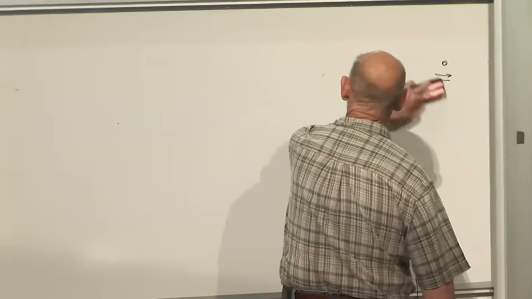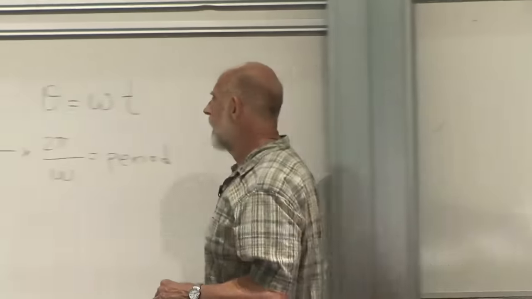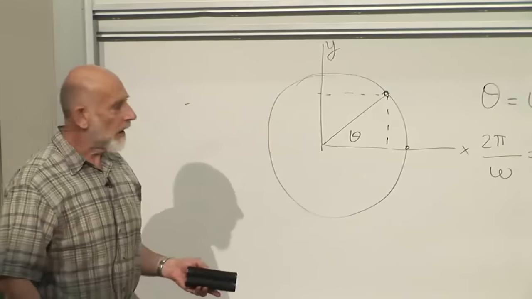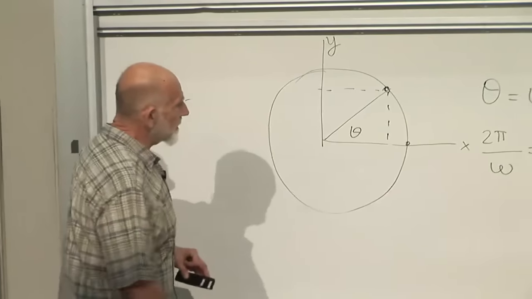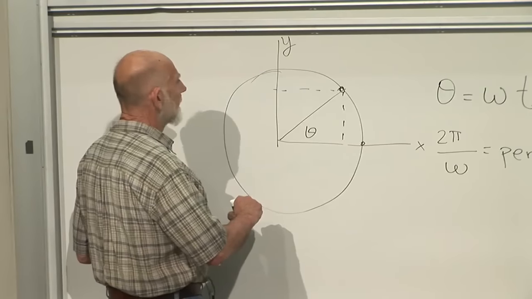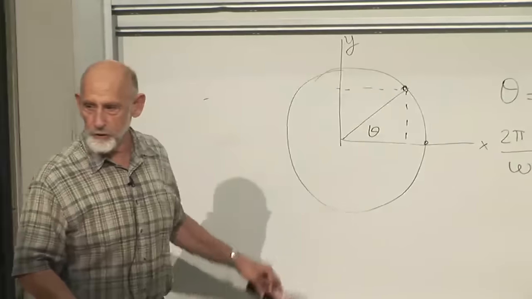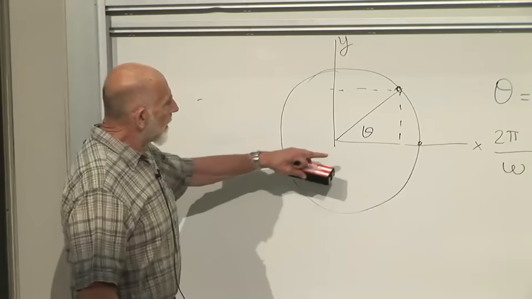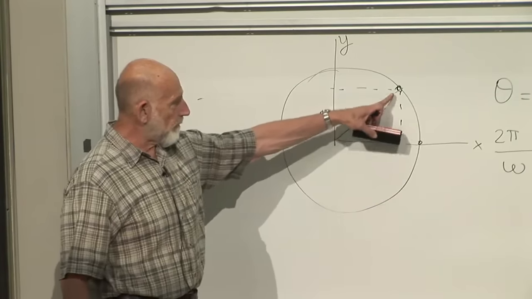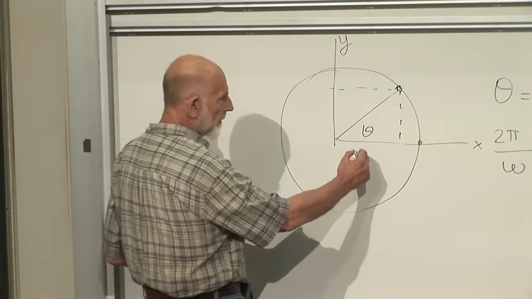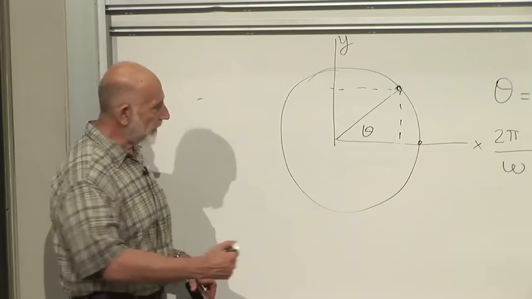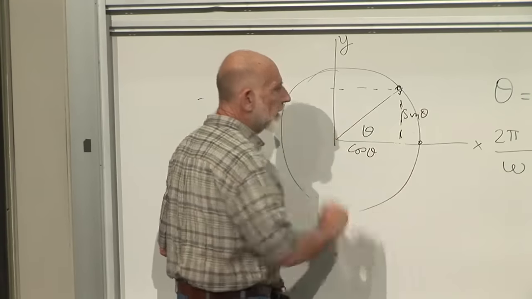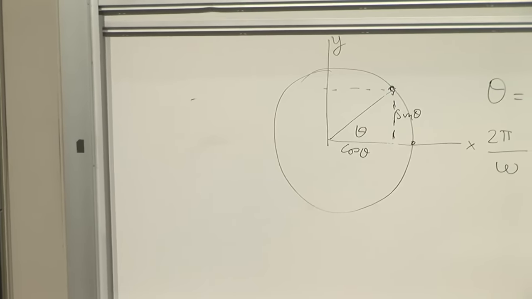But let's now consider, what are the x and the y components of the position of the particle? And that's easy. Let's have it moving around on the unit circle for simplicity, which means radius equal to 1. Okay, what is the x component of the position? Cosine theta, right? What is the y component? Sine theta. Okay, so now we know the components of position as functions of time.